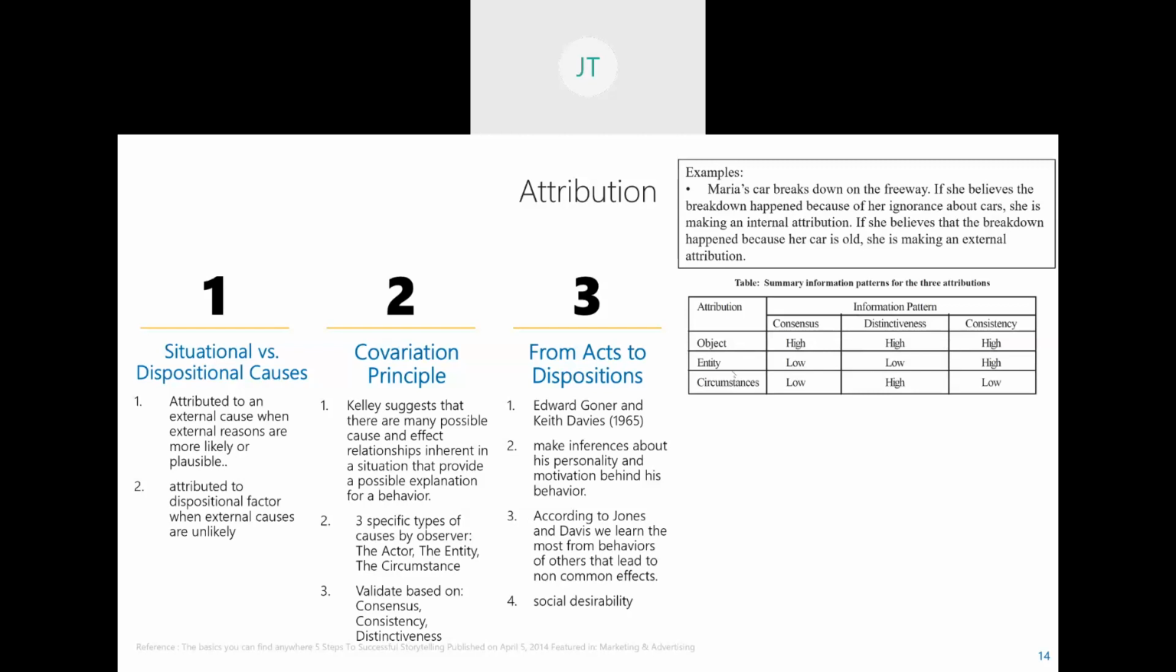But if it is about a particular entity in question, the consensus and distinctiveness doesn't really matter. The consistency, how often that entity behaves this way when a particular situation happens, is of more importance for attribution to the entity. Attribution to circumstances again comes from distinctiveness, right? So there has to be a distinctive difference in the outcome in that circumstance compared to all the other circumstances. Then the attribution is looked at from a circumstance perspective.